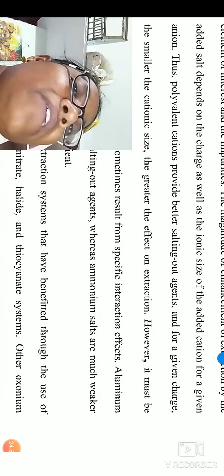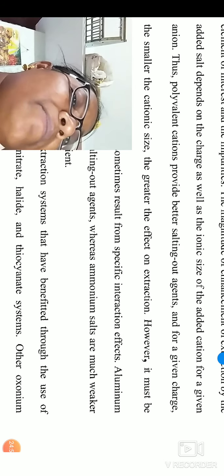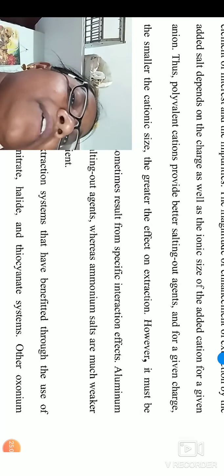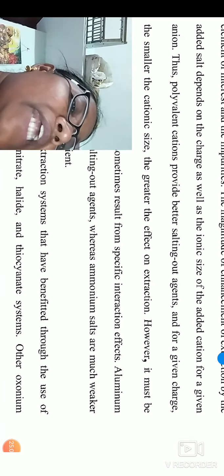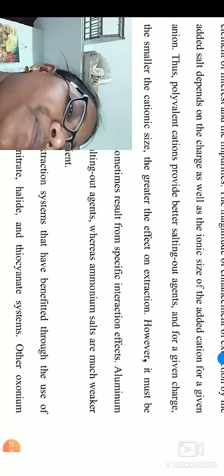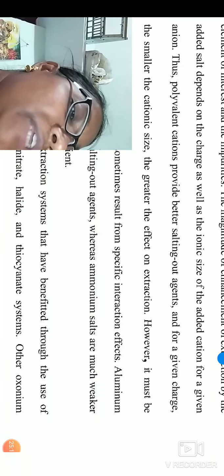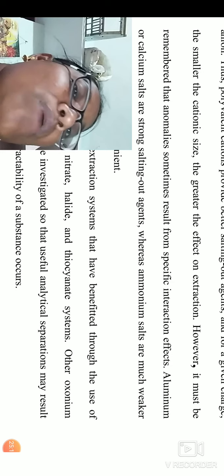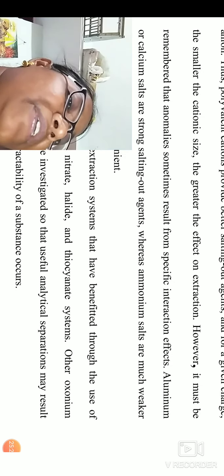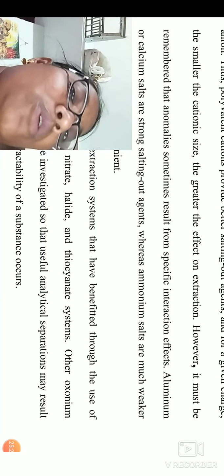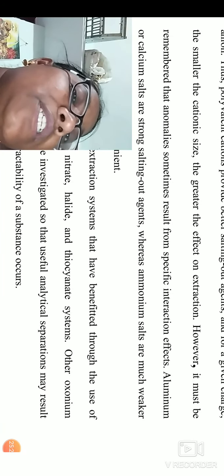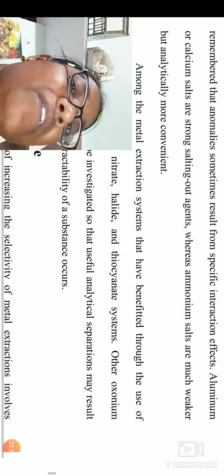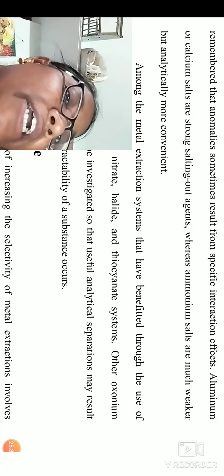Thus, polyvalent cations provide better salting out agents, and for a given charge, the smaller the cationic size, the greater the effect on extraction. However, it must be remembered that anomalies sometimes result from specific interaction effects. Aluminium or calcium salts are strong salting out agents, whereas ammonium salts are much weaker but analytically more convenient.